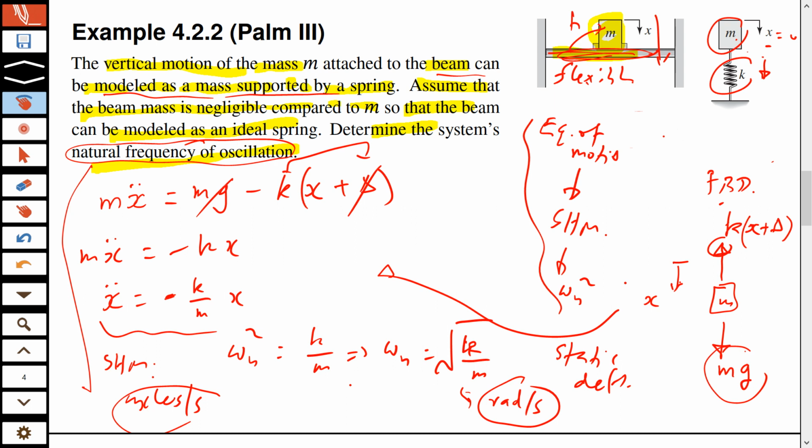But you need to remember there are two ways. When you write this mg, you must not forget to write delta. If you want to avoid this complication, you can cancel the effect of gravity there itself and write the equation afresh, okay?